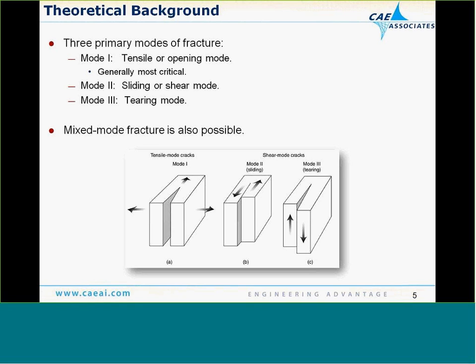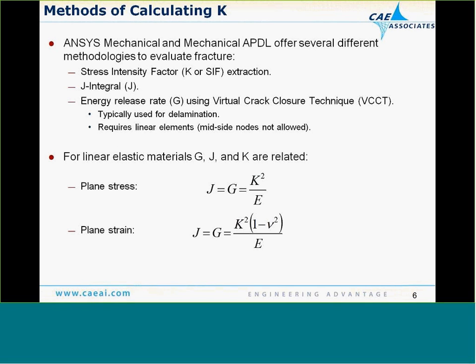Mode 1 is typically the one most people are interested in. It's where you pull the thing apart, a tensile mode crack. There is mode 2 sliding and mode 3, the tearing out of plane. You can do mixed mode fracture. A lot of fracture people will claim that if you're doing crack propagation, the crack always tends to want to end up in mode 1, so it'll take a path such that it'll end up being mostly mode 1 anyhow. That's why we look at it, but there's a lot of mixed mode fracture analysis being done as well.